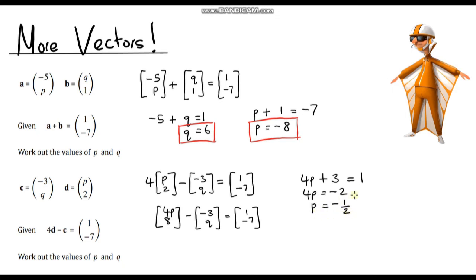Now let's work out what q is. So we're going to look at the bottom row now. So we're going to have 8 subtract q, and that equals negative 7. And now if we add q to both sides, we'll be left with 8 is equal to negative 7 plus q. And now to get rid of this negative 7, if we add 7 to both sides, we get 15 is equal to q. So p equals negative a half and q equals 15.